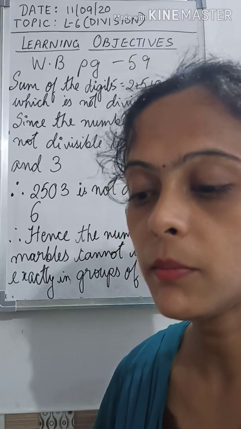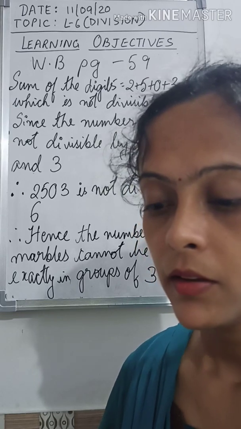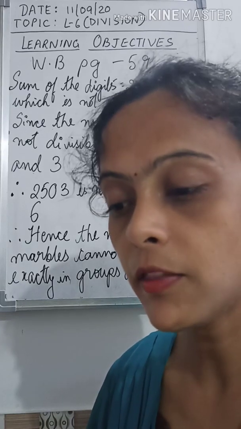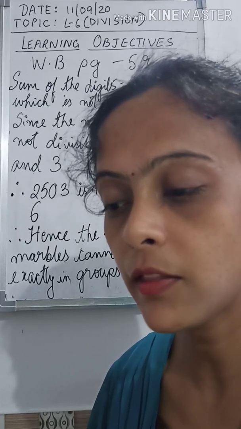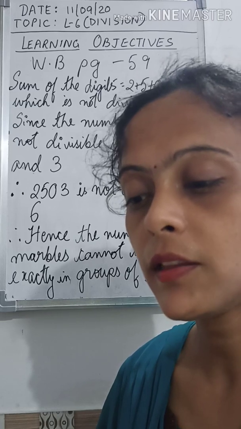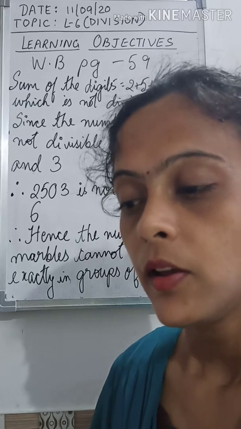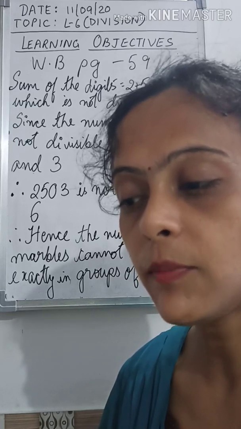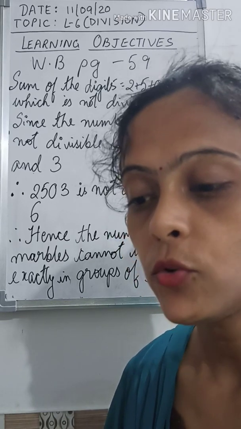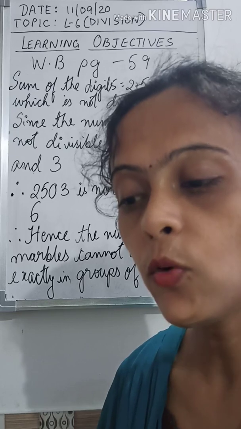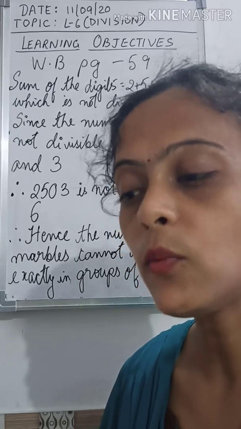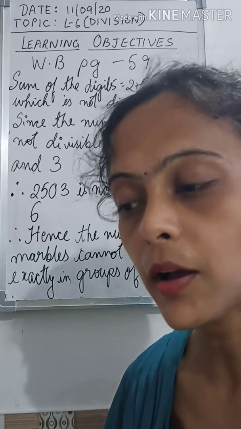Now you see question number 20. Let us do number 20. Bala shares 522 chocolates with his friends. So the total chocolates Bala shares is 522. If he gives 2, 3, 4, 5 or 10 chocolates to each friend, will all the chocolates be shared? So he wants to divide these chocolates among his friends.